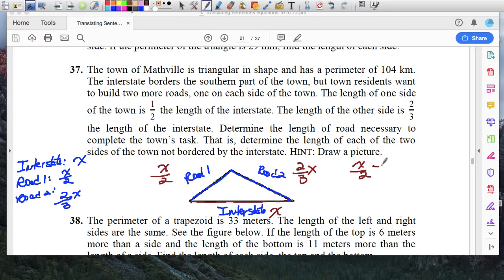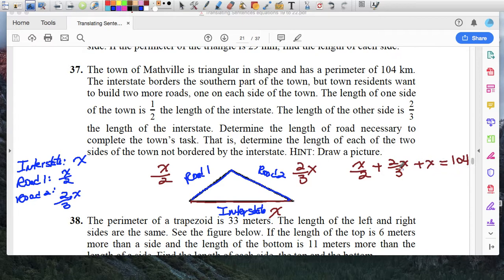No more fractions. I can easily add this up, combine the like terms. 4 and 3 is 7, plus 6 is 13x. And I'm going to divide that by 624. Or I'm sorry, I'm going to divide both sides by 13. And x equals, I have no idea. Why don't I figure this out? 624 divided by 13 equals 48. So x equals 48.